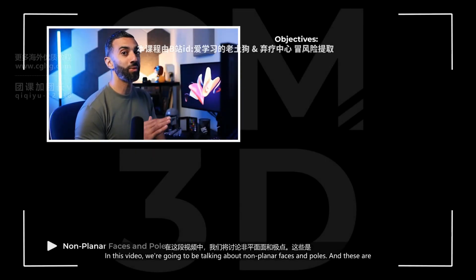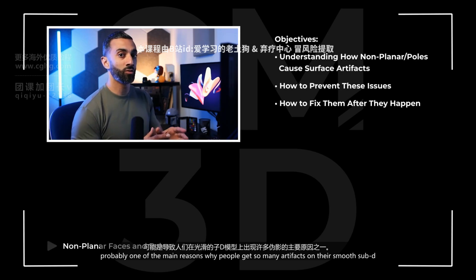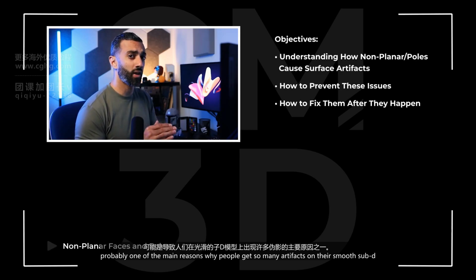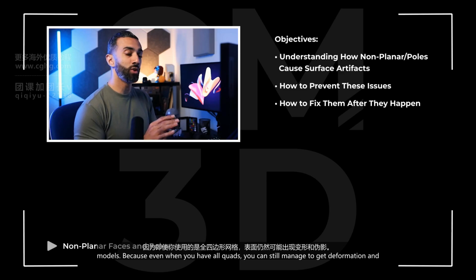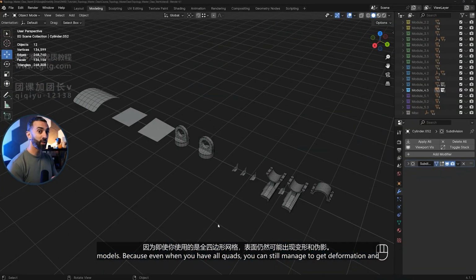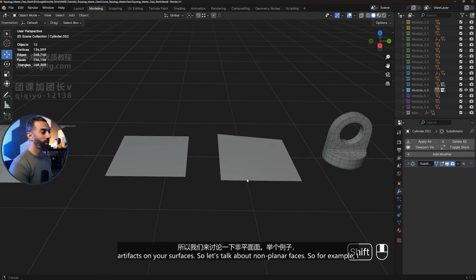In this video, we're going to be talking about non-planar faces and poles. And these are probably one of the main reasons why people get so many artifacts on their smooth sub-D models. Because even when you have all quads, you can still manage to get deformation and artifacts on your surfaces. So let's talk about non-planar faces.